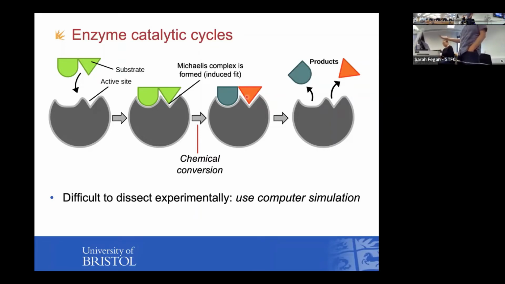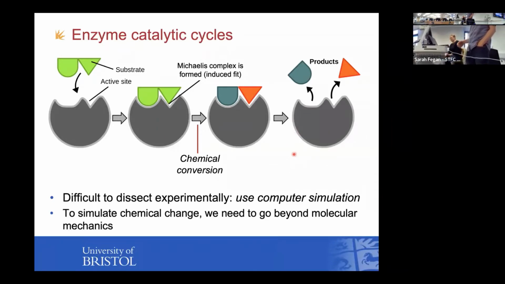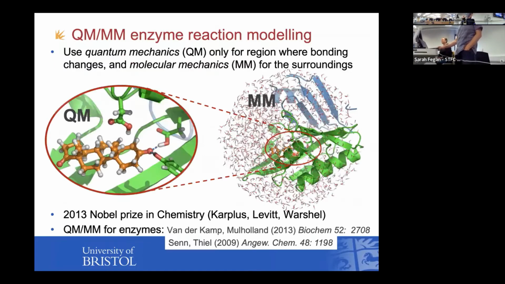We normally use some MD simulations for this first part, and some MD simulations for this other part, or other methods that you've learned about this week. But for this chemical conversion bit, we need to go beyond standard molecular mechanics. So this is where the QM/MM comes in. The quantum mechanics part is then used for only a small part of your system. So typically a substrate and some key reacting groups in the enzyme.